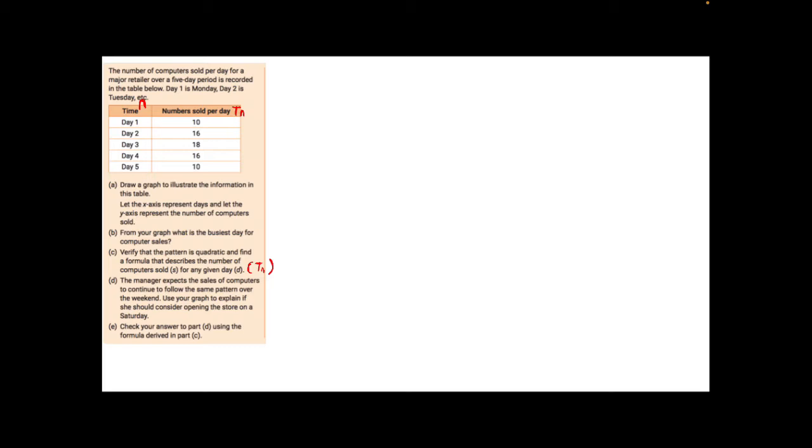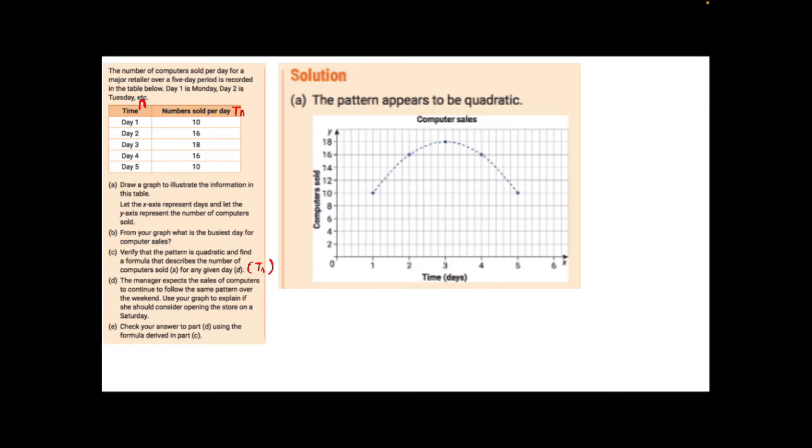Okay, so let's look at part A. Draw the graph to illustrate the information on this table. So drawing our graph here, we'll have time on the x-axis and the number of computers sold on the y-axis. So at a time of 1, the number of computers sold is 10. At a day of 2, the number sold is 16. On day 3, we have 18. On day 4, we have 16. And on day 5, we have 10.